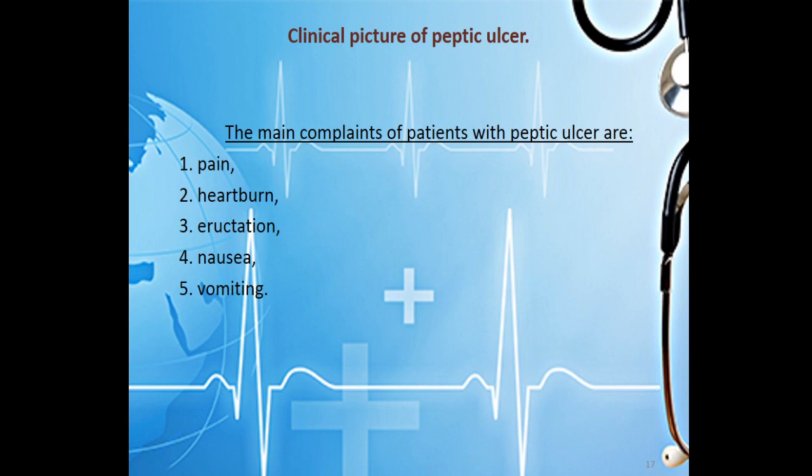Symptomatology of the ulcers is so clinical. It's an easy disease. We can put the diagnosis only after conversation with the patient. There are many specific symptoms of the ulcer disease. We can say about localization. We can say about complications of ulcer only after conversation. So, the classic main symptoms of the ulcer: the pain, heartburn, eructation, nausea, and vomiting.